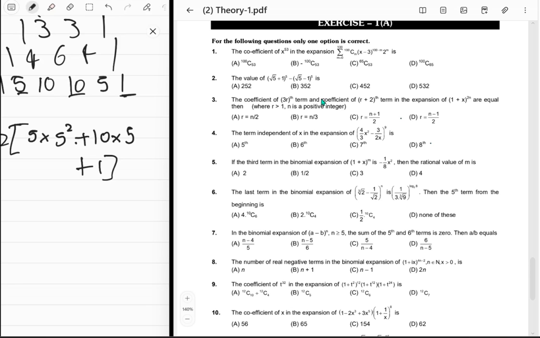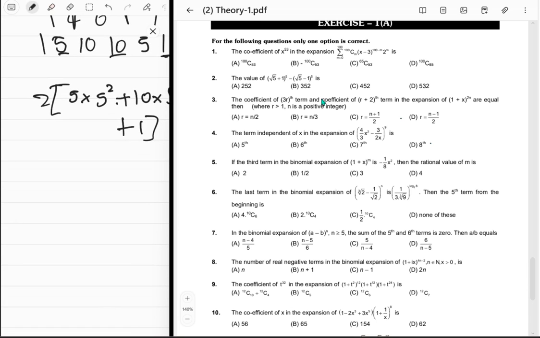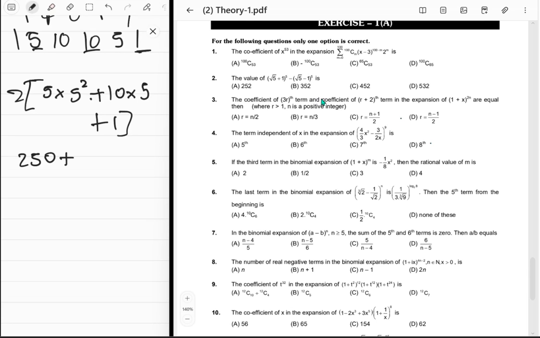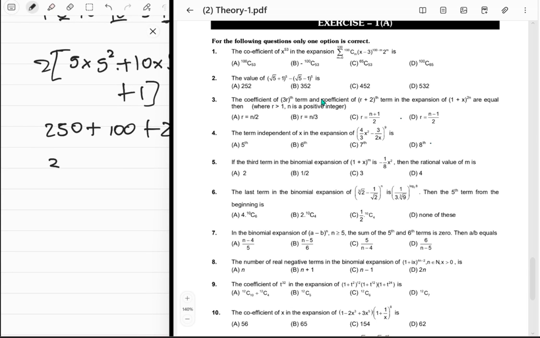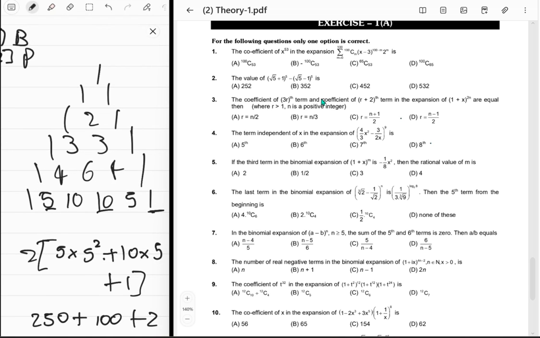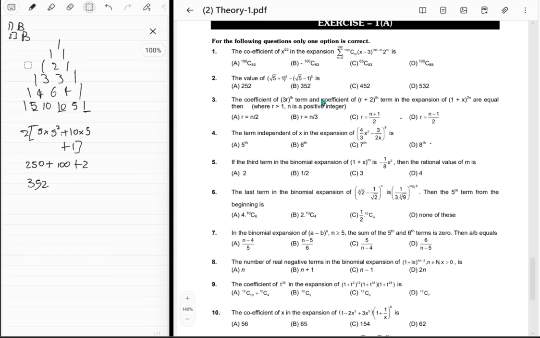Yes, that should make sense. So this will be like 10 times 5, so it's 250, plus 100, and then plus 2, I guess. So this will be 352, which will be B. All right, let's go to the next question.